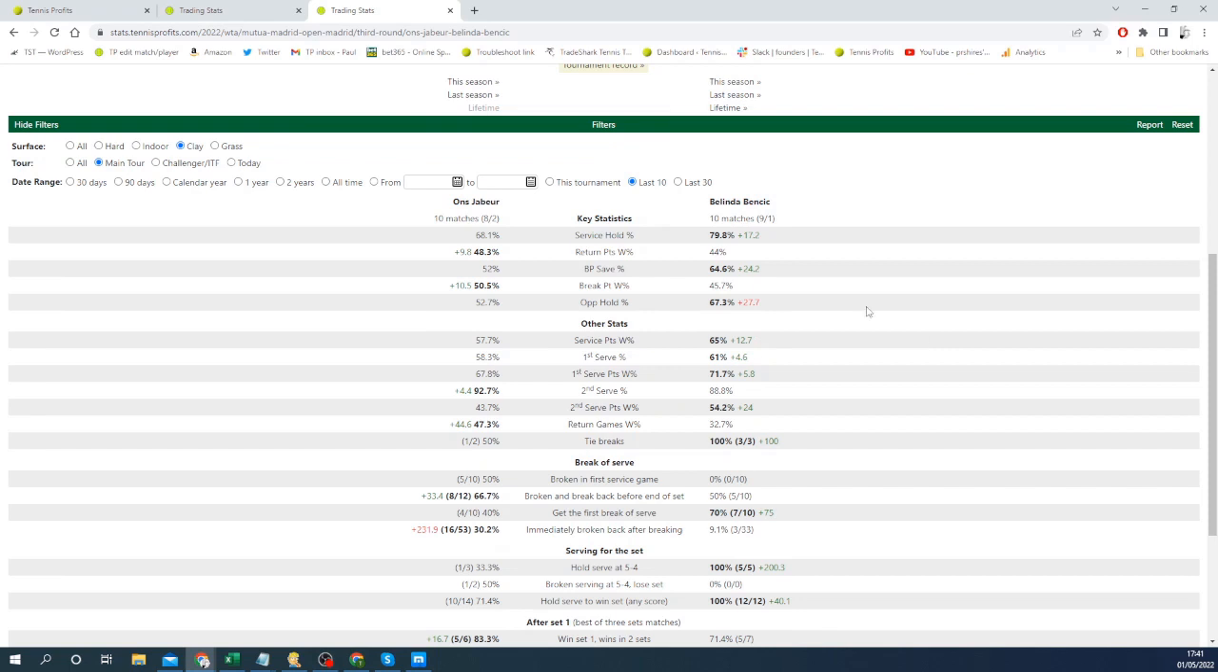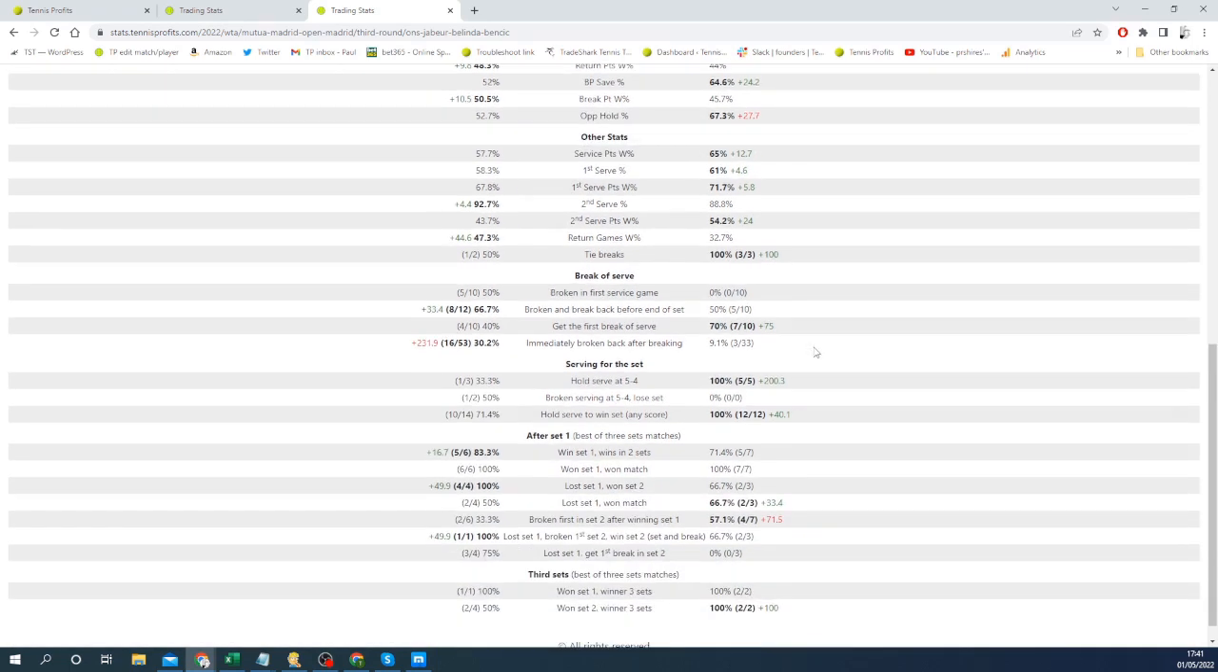Fairly self-explanatory, really. Where we've got here, are they broken in the first game? Trying to avoid those pop-ups coming in. Are they broken and break back before the end of the set? Because obviously what we want to know is if they go break behind, what's the probability that they're going to break back to give us a good trade. How often they get the first break of serve. Do they immediately get broken back? How often do we see this? When a player gets a break of serve, they get broken straight back.